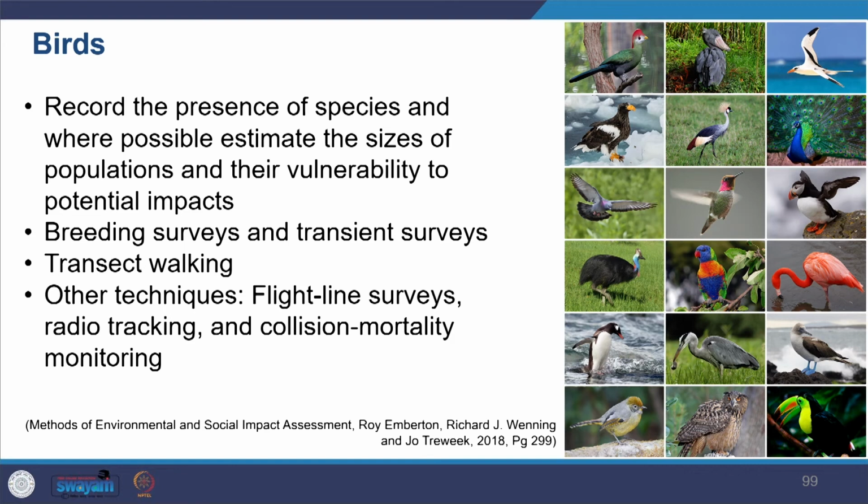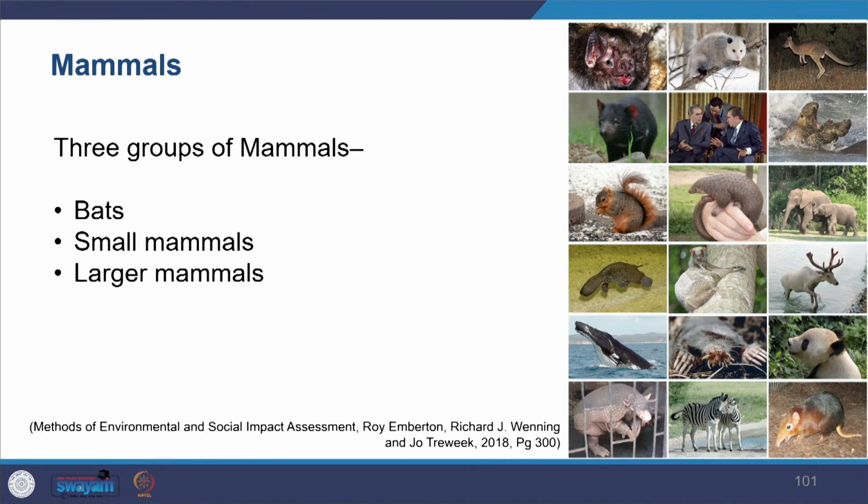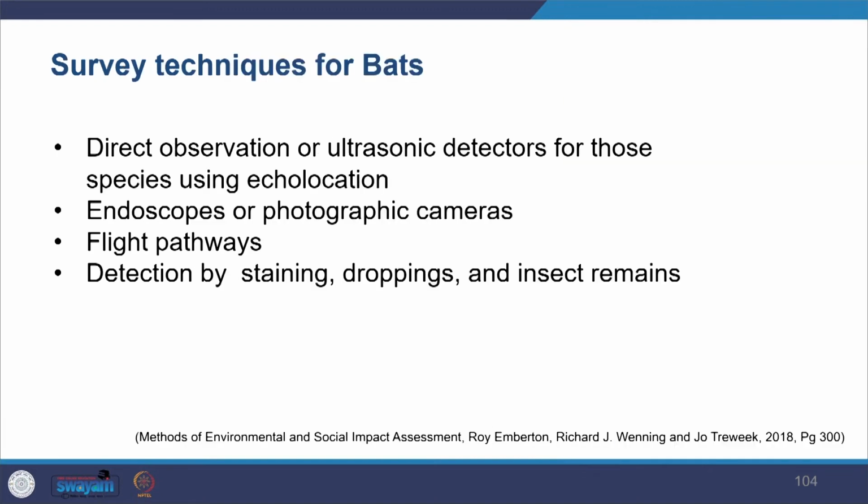So you also need to do this for mammals. Depending on the range, for different groups of mammals, you need to undertake studies. You can use ultrasonic detectors for different species. Ultrasonic detectors are said to be a useful tool both for identifying the species which are present and also their activity. And then you can also have endoscopes and photographic cameras. You can also look at foraging bats using flight pathways. Then you can look at roost structure. Roosts may be found in places such as buildings, trees, caves, mines and tunnels.